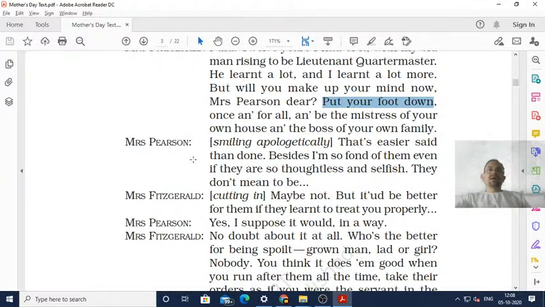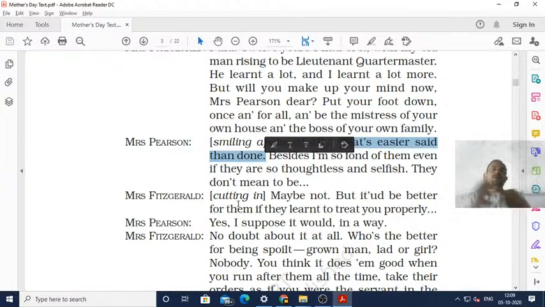Mrs. Pearson smilingly and apologetically says, that's easier said than done. It's very easy to say, but it's difficult to do. Why? Because Mrs. Pearson is a very soft hearted lady. She is not as strong as Mrs. Fitzgerald. She is soft speaking, and the way she has brought up her children, from their early childhood till now, she was following a particular strategy. So suddenly she cannot change that strategy and become very strong and very strict with her family members. That is why probably she is saying that's easier said than done.